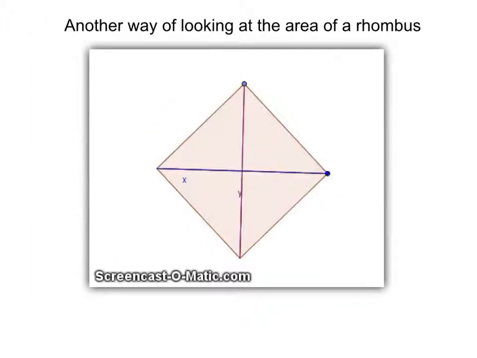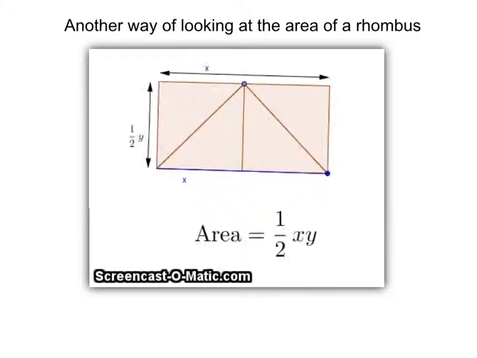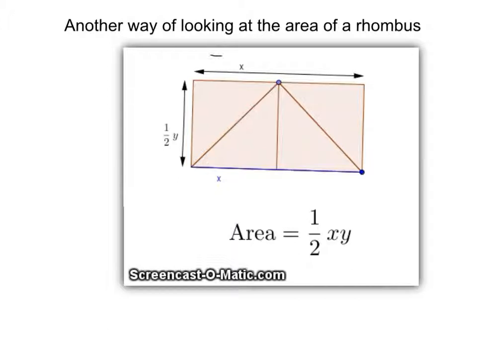Here's another way of thinking about the area of a rhombus. If we take this rhombus here, we're going to cut up the sections and rearrange them. So let's see how we go. As you can see, we've taken the bottom part of the rhombus and rearranged it into a rectangle. The area of this rectangle is going to be the length, which in this case was x, that is the length of the diagonal, multiplied by a half of the length of the other diagonal, which was y. So the area is going to be a half xy, or a half multiplied by the two diagonals.